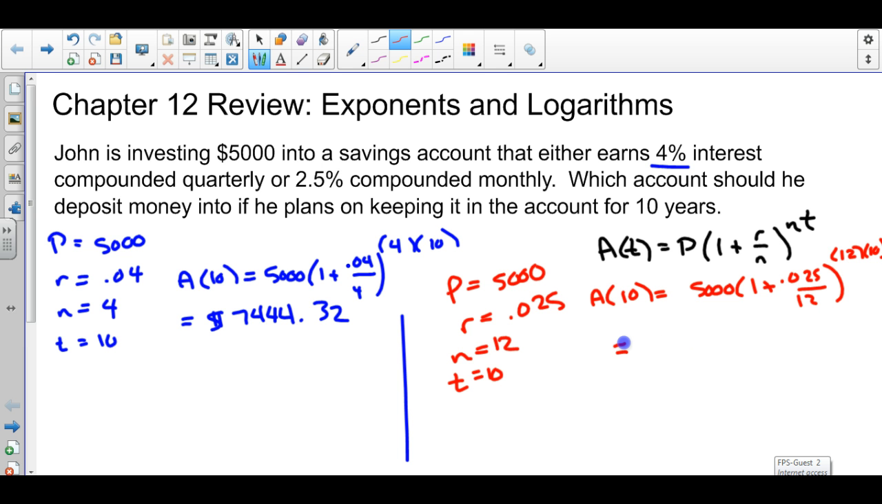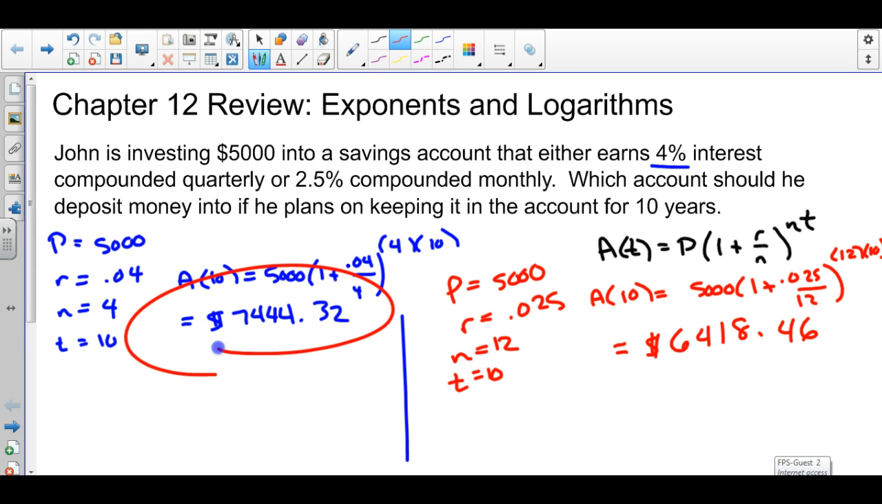So then calculator, 5,000 times... and this one came out to, hopefully I did this right, $6,418.46. So it seems right, even though the one on the right was compounded more, the fact is it has a 2.5% interest rate, and the other one has so much more of an interest rate at 4% that the compounding didn't really affect it too much as the actual interest rate did. So the account that I would recommend then would absolutely be the one that earned more money. So that would be the 4% compounded quarterly.